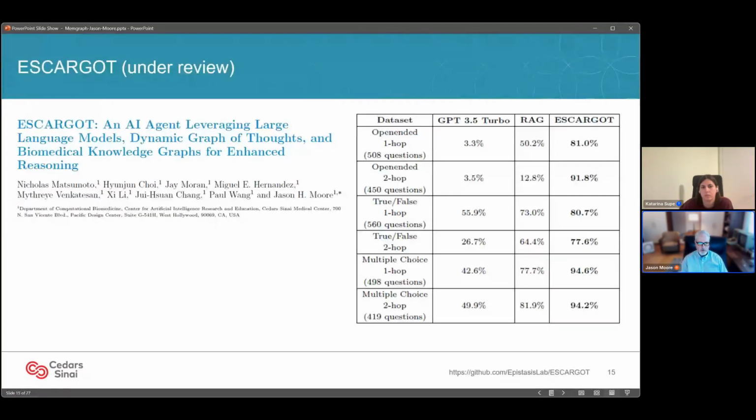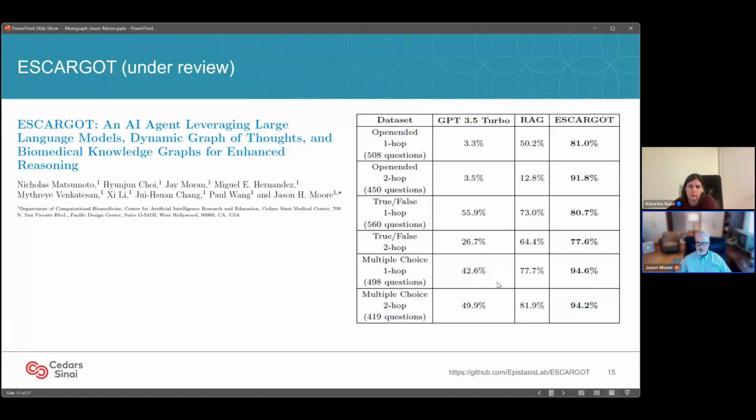Now we have an enhancement of this method that we call Escargot, which builds on the Graph of Thoughts, and something called dynamic Graph of Thoughts, which I'll explain, I think, on the next slide. And this is the title of the paper. It's under review right now. Actually, we just got a request for revisions from the journal, and so we're busy preparing the response and the changes to the paper. The reviewers basically liked it and just wanted to see some more results and had some questions about the method that we will respond to.